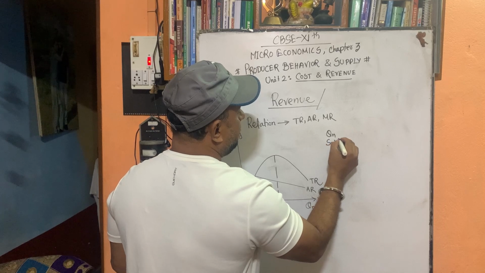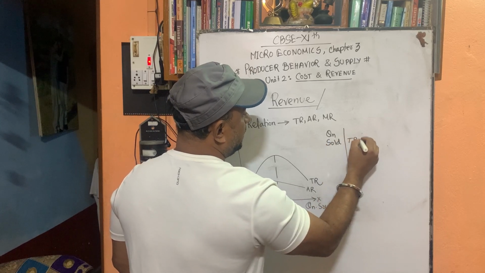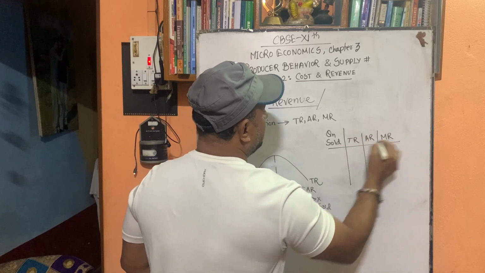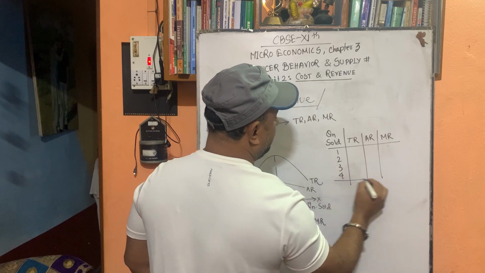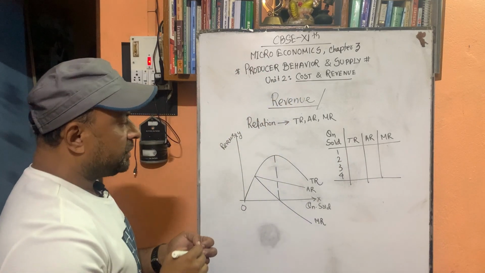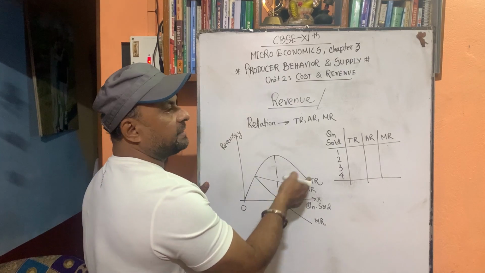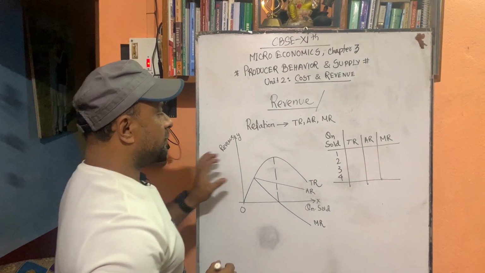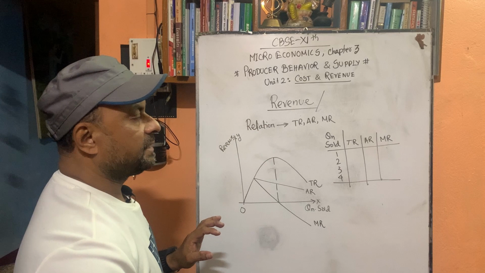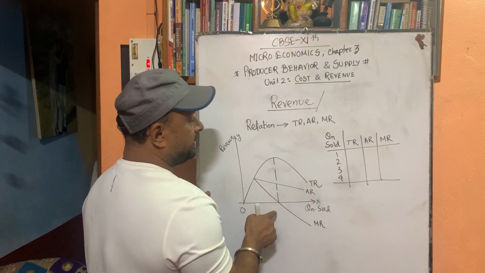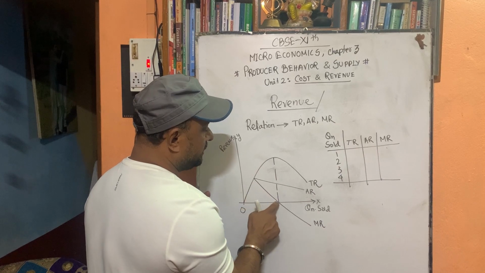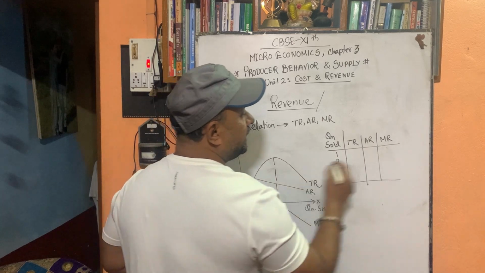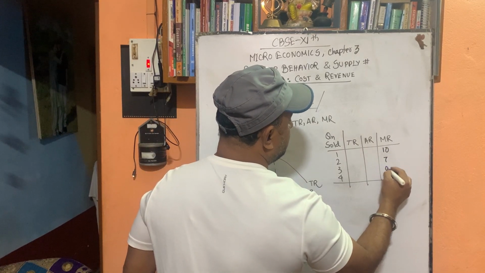Quantity sold, total revenue, average revenue, and marginal revenue: 1, 2, 3, 4. Here also, based on the marginal revenue, we can write the schedule. Generally, the schedule starts from total revenue, but to make it easy, we always start from marginal, because marginal we can easily write. Marginal decreases continuously to 0, then negative. So write it this way: 10, 7, 0, minus 2.